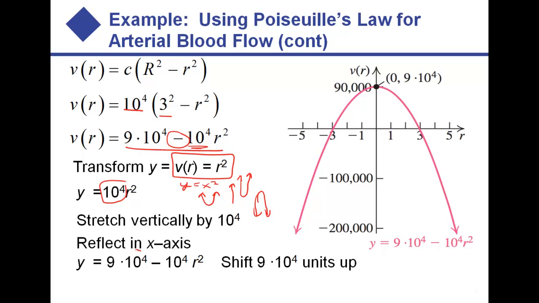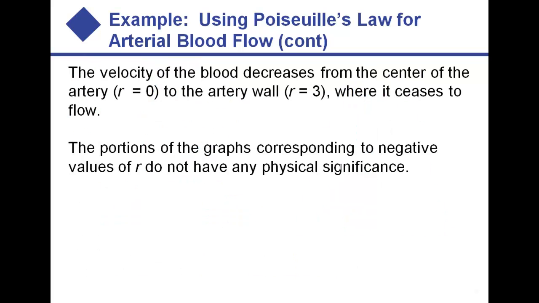And then finally, what does this number that we're basically adding to it do? That shifts it up by that many units. So here it is. It's shifted up. That's a distance of 9 times 10 to the fourth, which is 90,000. It's facing down, and it's hard to see in this picture, but it has been stretched. It would end up being a very thin, very tall parabola in an upside down way. And so from that we can see how fast the blood flows in various places.